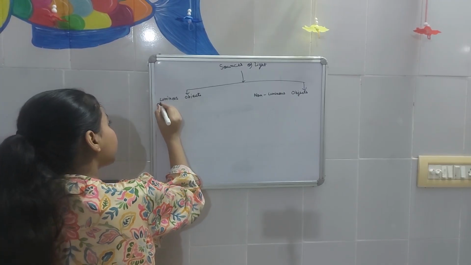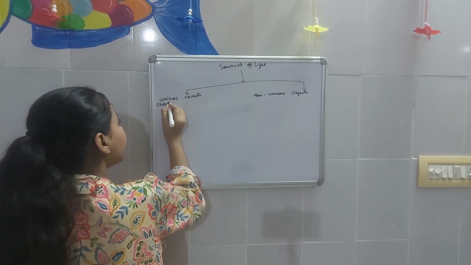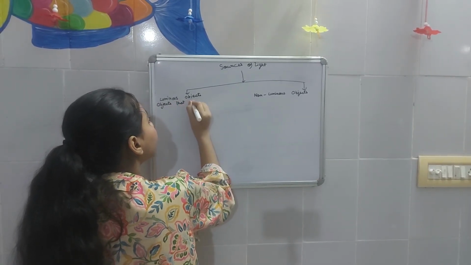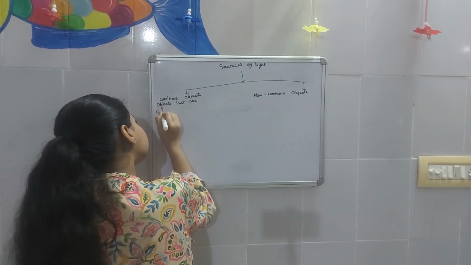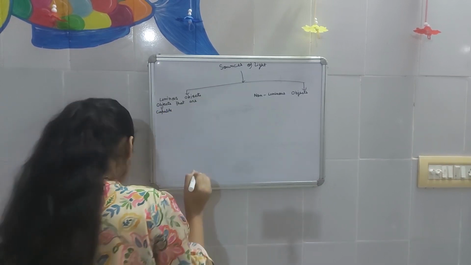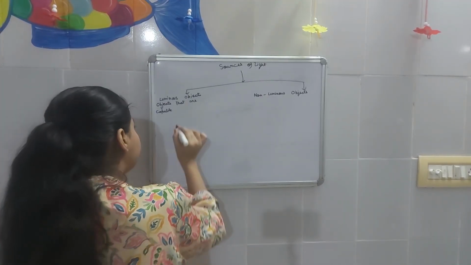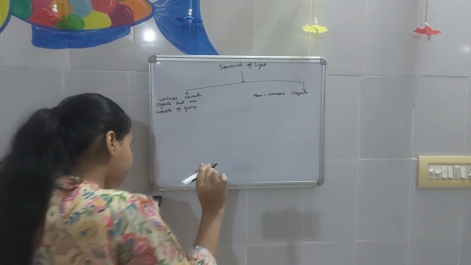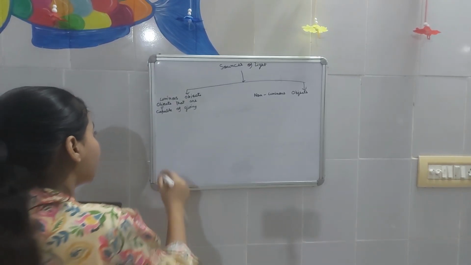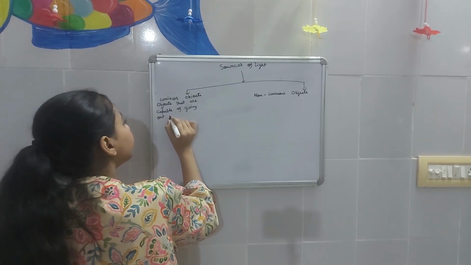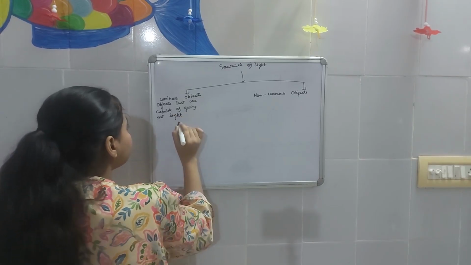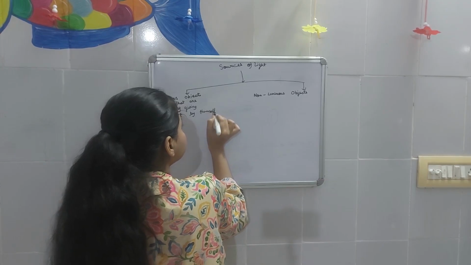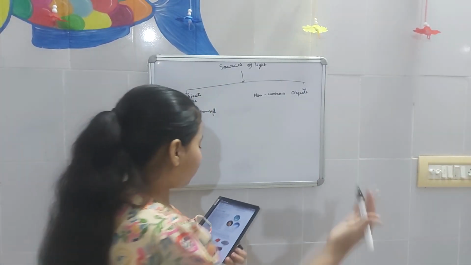So, objects that are capable of giving out light by themselves are called luminous objects.